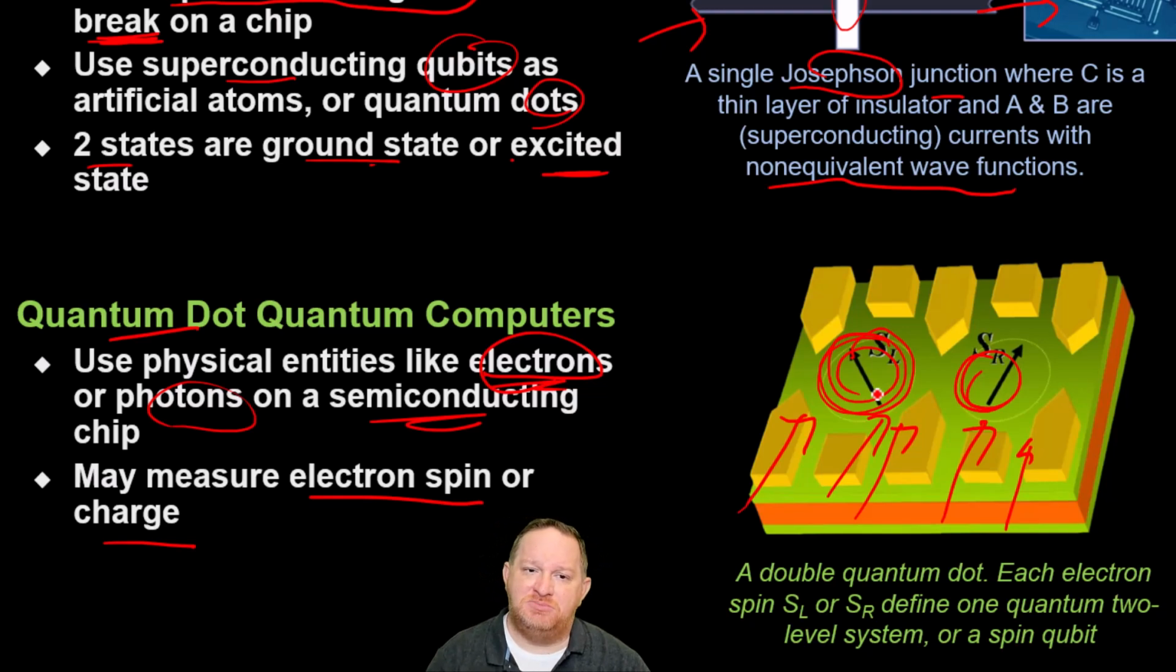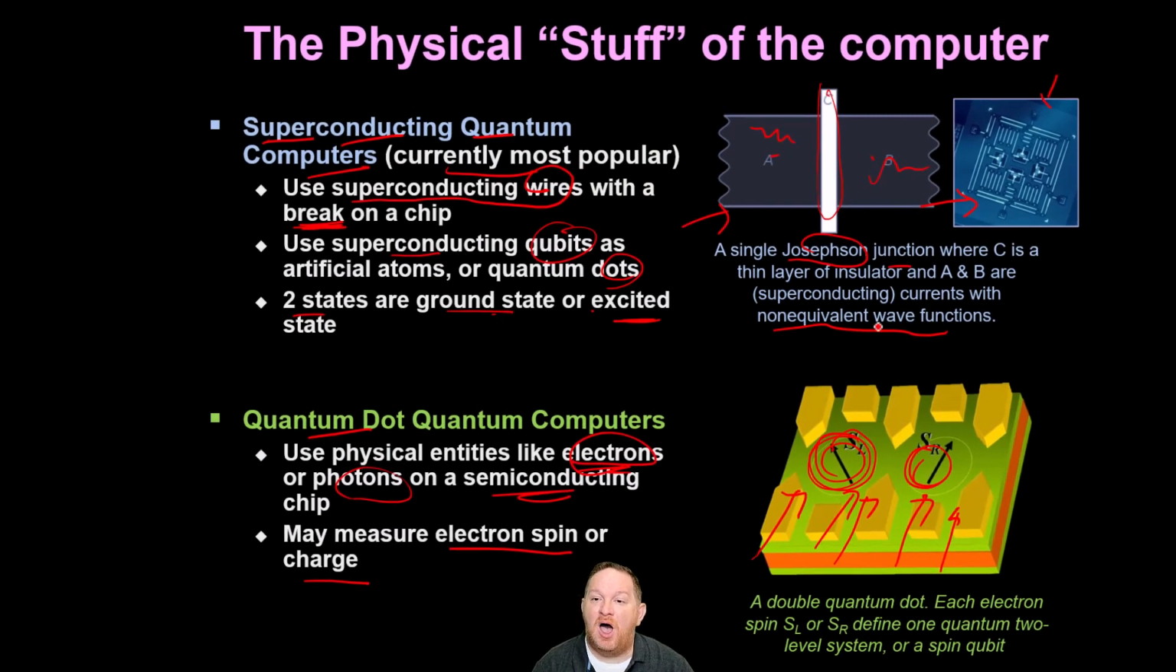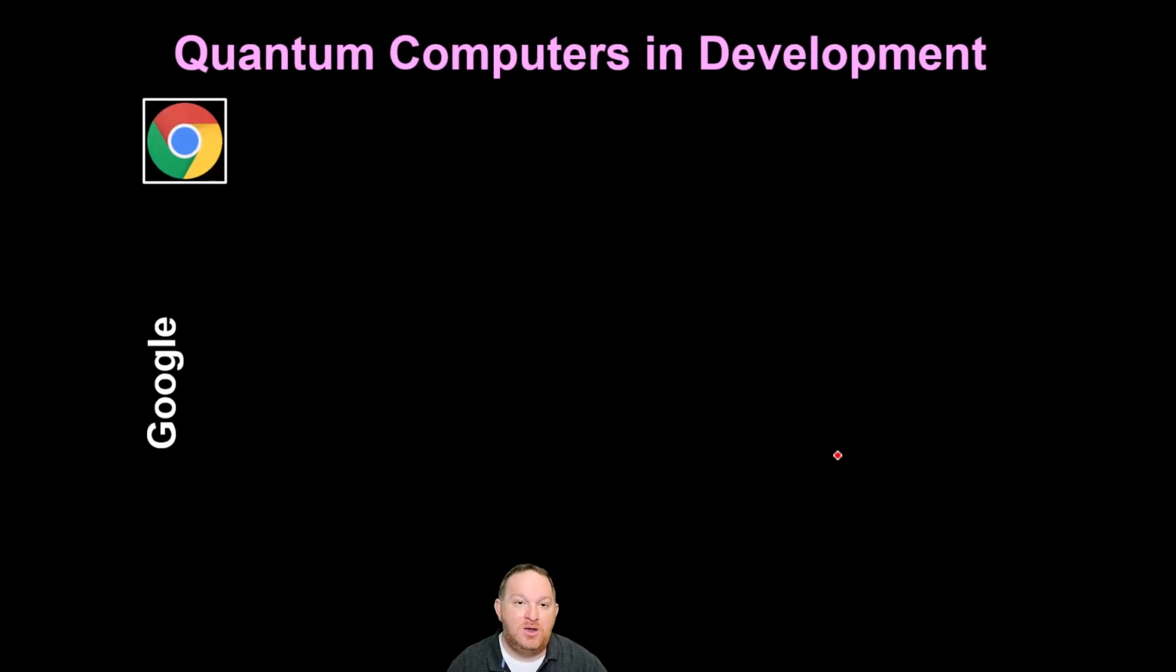So what is a quantum computer? Well, it's made of these chips, right? But the chips are different. Some of them have these superconducting wires, some of them have these electron dots, and then we're going to measure spin. All right, so a lot of this is theory, but some of it is putting into practical use.